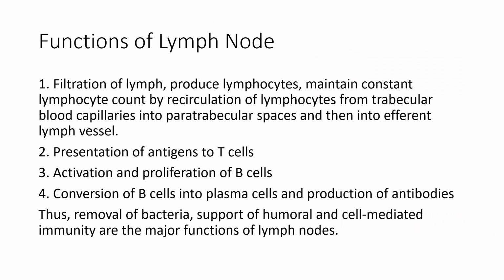Lymph entering into the lymph node gets filtered, so the cellular debris and other antigens are removed, and the other function of the lymph node is production of lymphocytes. It maintains the lymphocyte count, and there is presentation of antigen to T cell, then activation and proliferation of B cell. The B cells are converted into plasma cells, and the plasma cells produce antibodies. Cell mediated immunity is maintained by T lymphocytes, and humoral immunity is provided by production of antibodies by B lymphocytes.